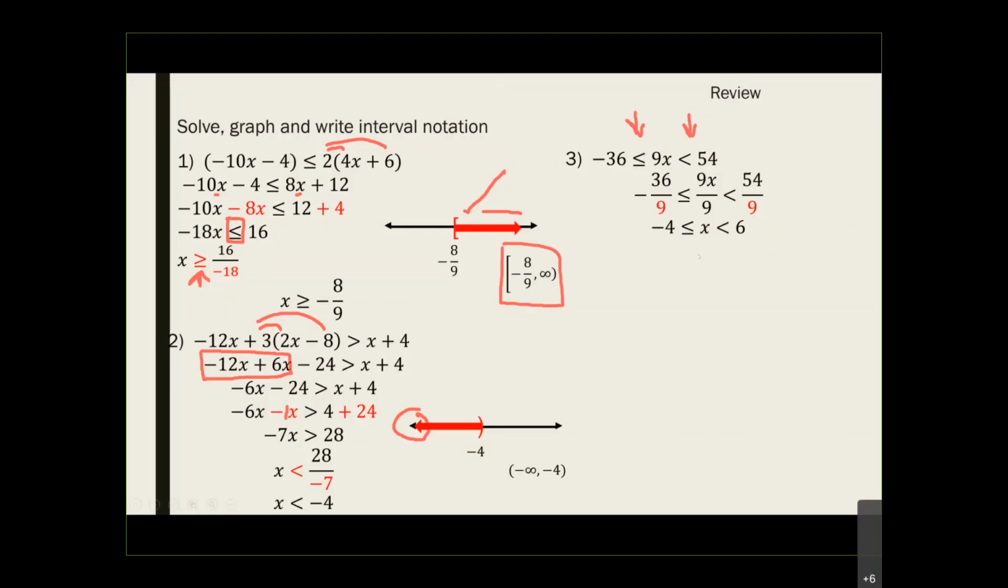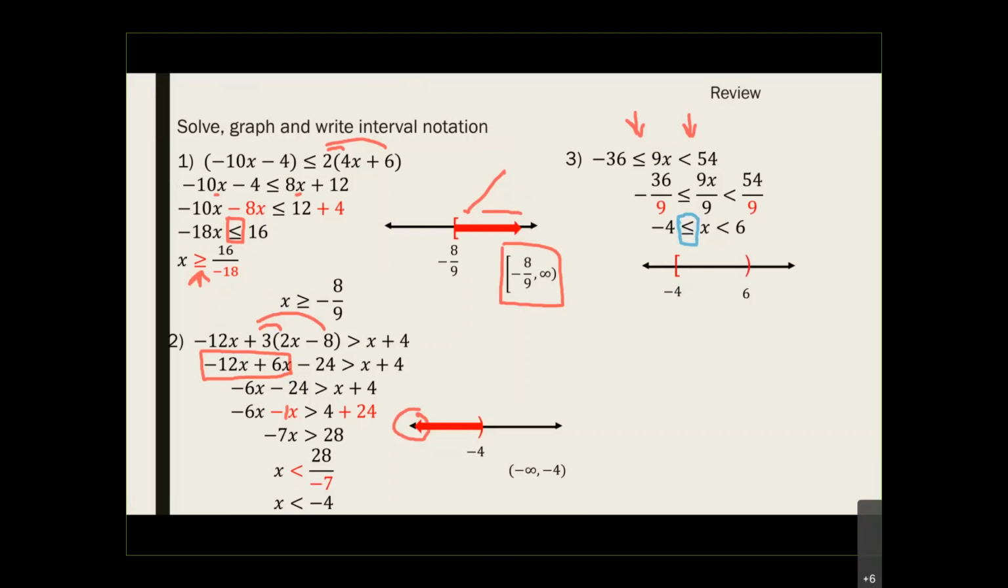Now, what is the difference between number 3 versus number 1 and number 2? Number 3 has two endpoints, negative 4 and 6, with the smaller number on the left and the bigger number on the right. I purposely gave you this problem to remind you that if there's an equal sign, we have to use a bracket, and if there's no equal sign, we use the parenthesis. At negative 4, because there's an equal sign, we use a bracket. At 6, there's no equal sign, so we use the parenthesis.